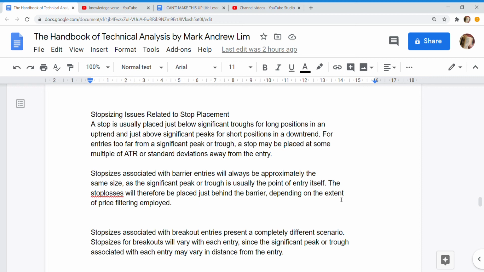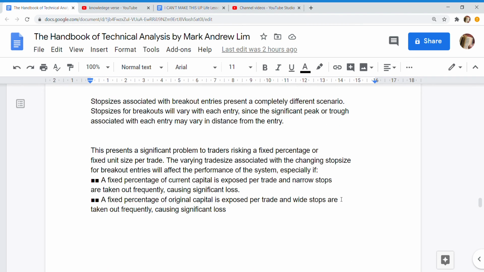Stop sizes associated with breakout entries present a completely different scenario. Stop sizes for breakouts will vary with each entry, since the significant peak or trough associated with each entry may vary in distance from the entry. This presents a significant problem to traders risking a fixed percentage or fixed unit size per trade.